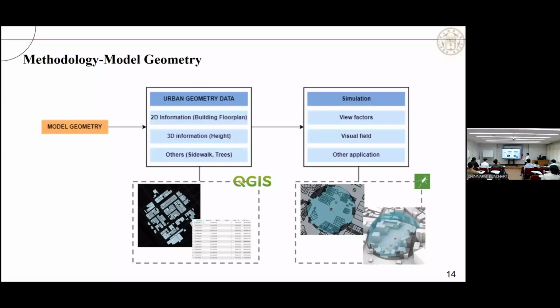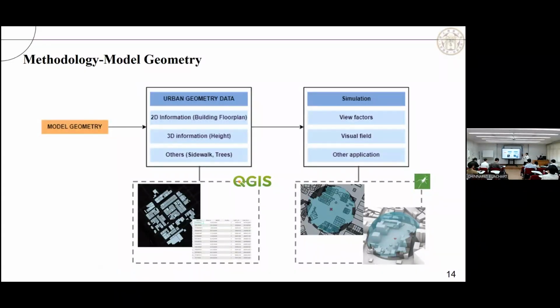For the model geometry, we can collect a lot of data from government data or some open data on the internet. We can get some 2D information such as building floor plans and some 3D information such as building height. There is also other data like sidewalks and trees.